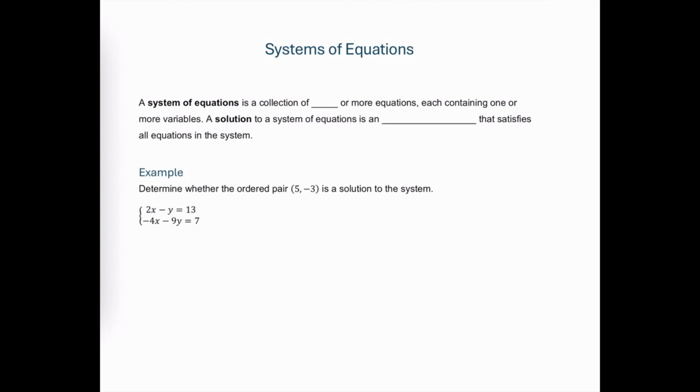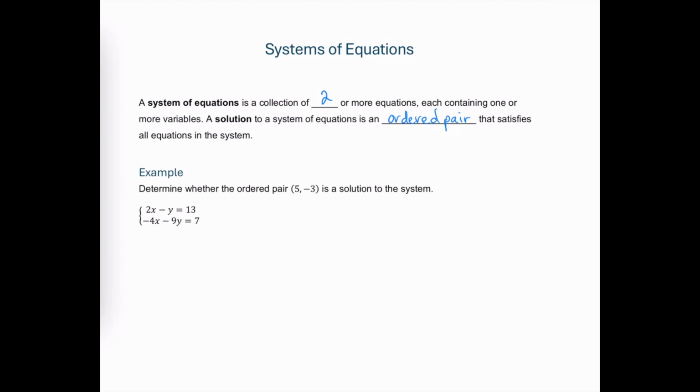A system of equations is a collection of two or more equations where each of them contain at least one variable. A solution to the system of equations is an ordered pair that satisfies all of the equations in the system. Determine whether the ordered pair 5, -3 is a solution to the system.